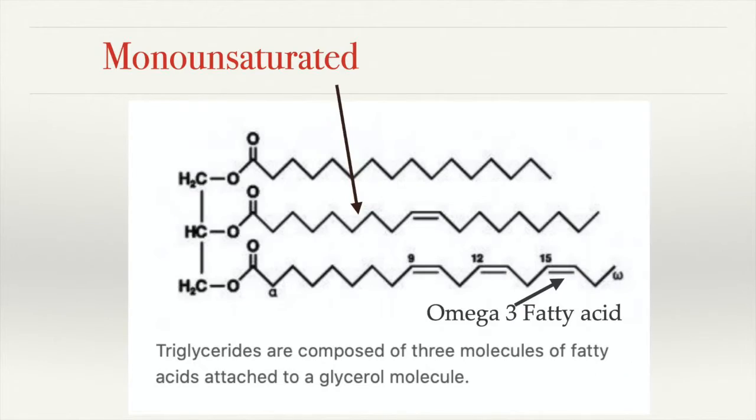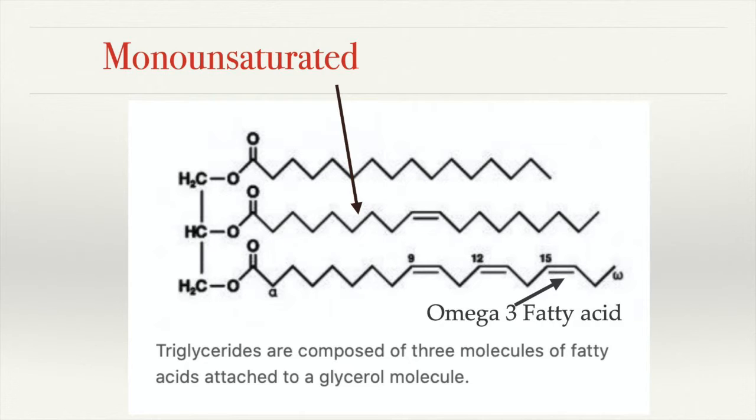Unsaturated fats are less stable and more chemically active than saturated fats. This is a picture of a triglyceride. Triglycerides are composed of 3 molecules of fatty acids attached to a glycerol molecule. We have here an example that has a saturated fat at the top, which means there are no double bonds. A monounsaturated fat in the middle, which means there is one double bond. Mono means one. And on the bottom, it has 3 double bonds.